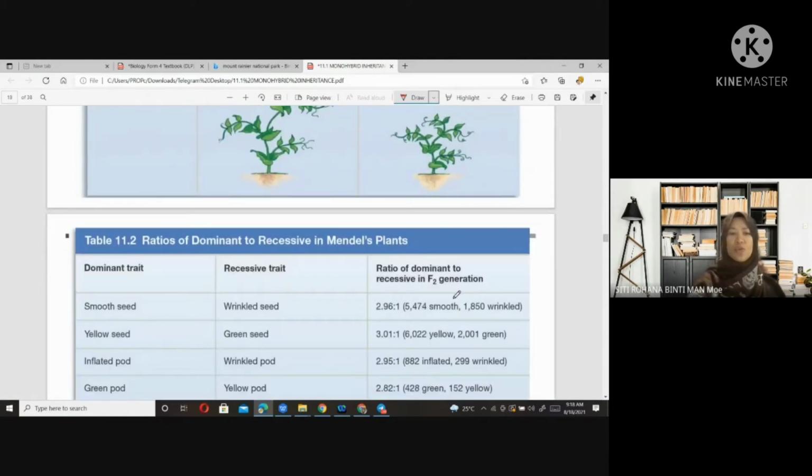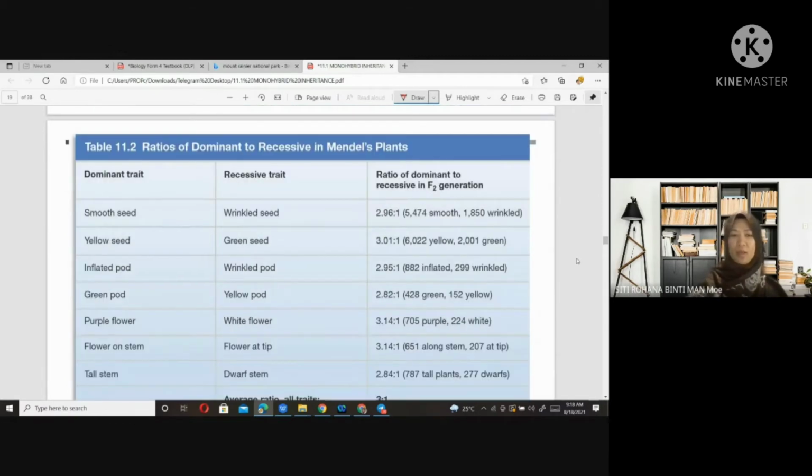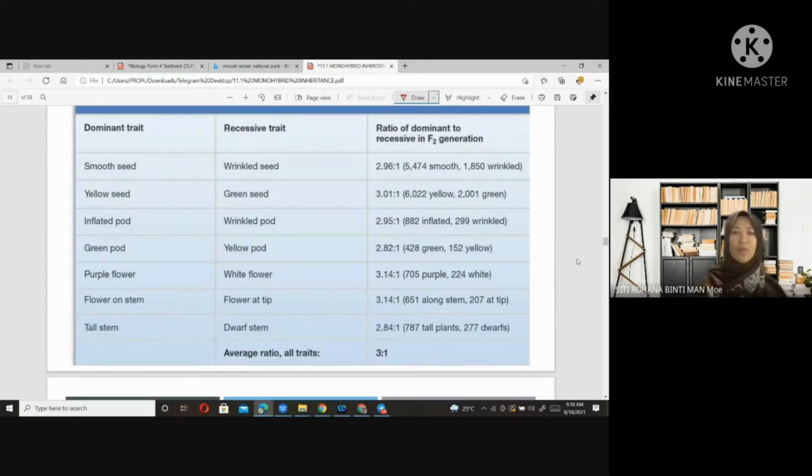Okay, so ratios of dominant to recessive in Mendel's plants. Oh, cuba bayang dia kaji berapa ribu tadi kan. Okay, so smooth seed, wrinkle seed. Ni semua yang dia dapat macam ni. So dia bundarkan 3 to 1, nampak? Dia takkan dapat exact value. For sure kena bundar. Okay, so 5,474 smooth, 1,850 wrinkle. So bila bentuk pecahan, nampak ni? Okay, so 3 nisbah 1. Okay, dia bahagilah ni untuk bagi dapat nisbah.